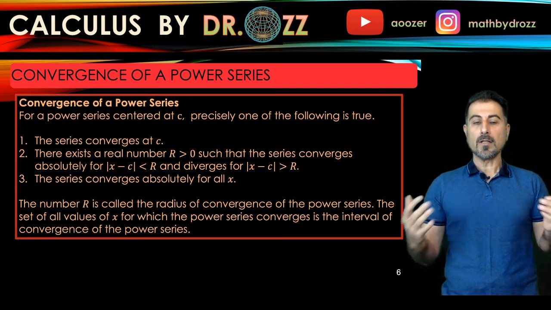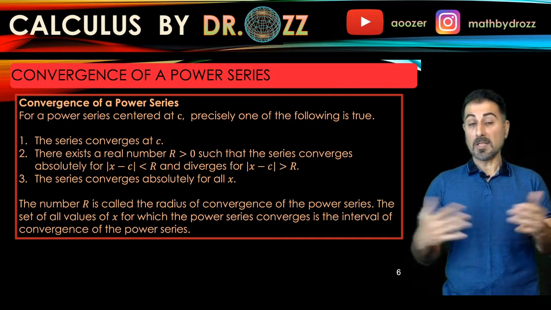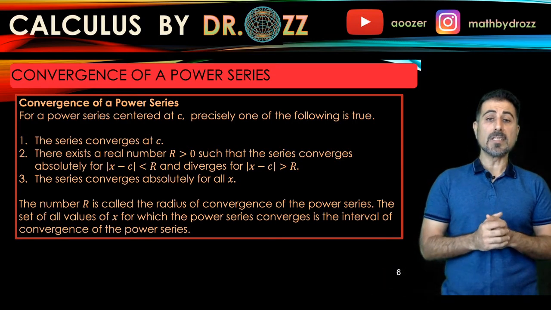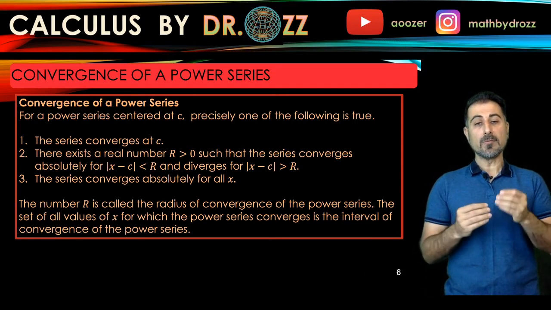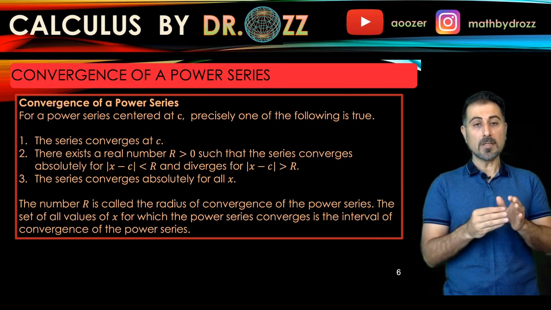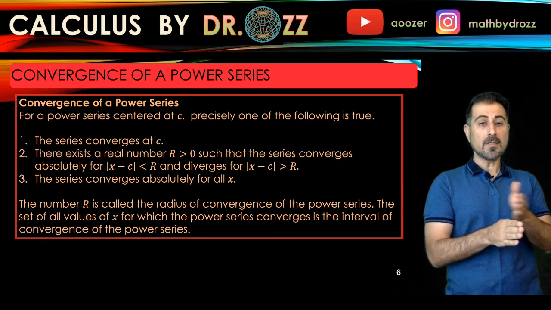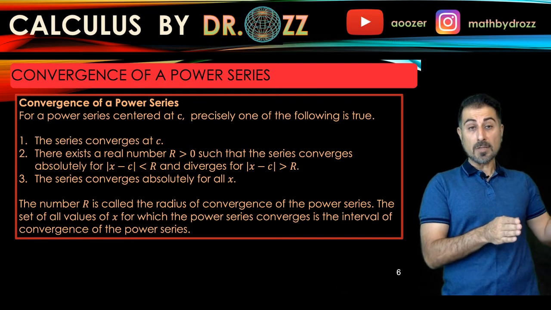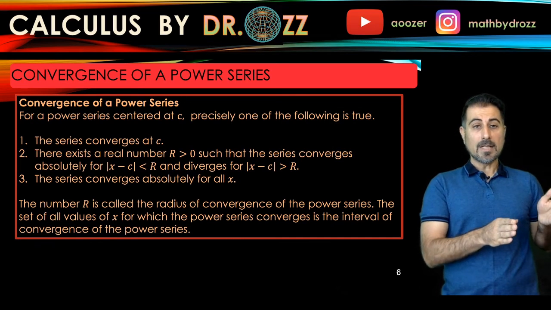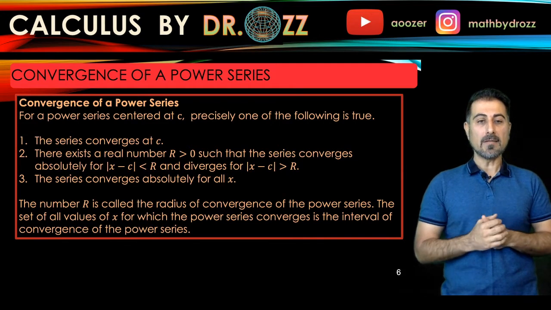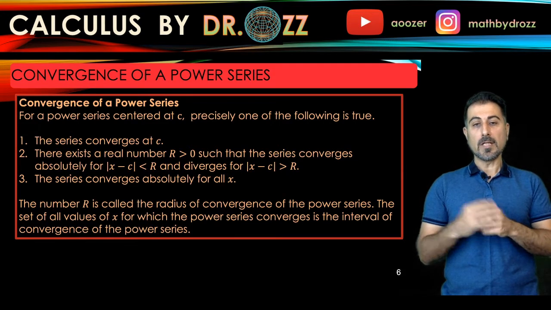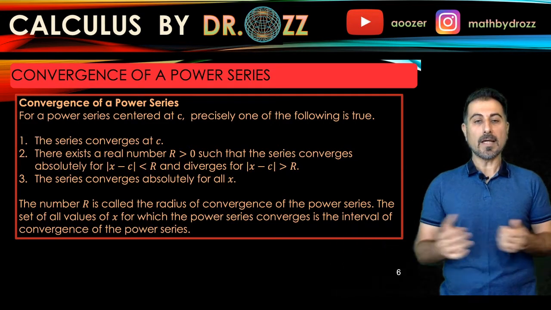And the last case, which could be the best case scenario, is that the series converges absolutely for all x, and that's the case where the radius is infinity, because you can go to the left and to the right infinitely many units, essentially. So you can cover the whole interval from minus infinity to infinity, so that your interval of convergence is minus infinity to infinity.